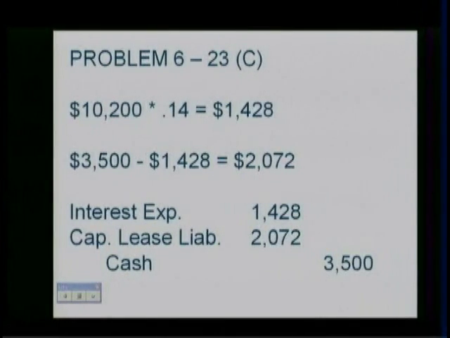Well, cash is going to go down because you're paying $3,500. Interest is an expense. To increase an expense, you debit it. So you debit interest expense $1,428. And you're also going to reduce the amount of your liability for that capital lease. To reduce the liability, you debit it. So you're going to debit the capital lease liability by the difference, which is $2,072.